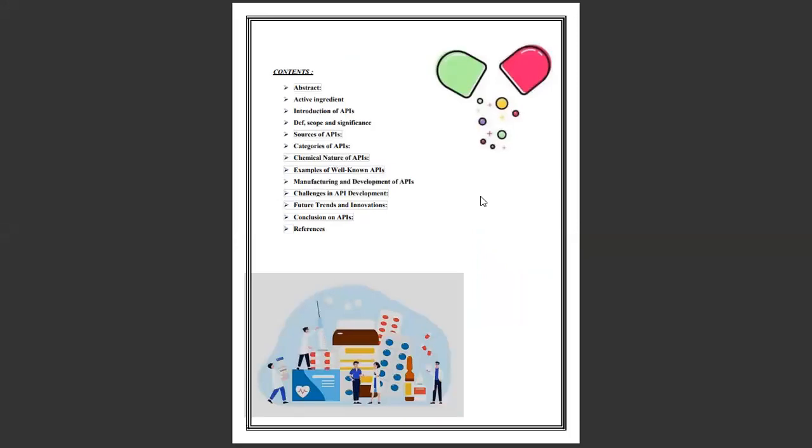At first, let's quickly review the contents. Firstly, I will discuss its abstract. Then I will tell you what is active ingredient. Then I will give you the introduction of active pharmaceutical ingredients, its definition, scope, significance, the sources, the categories, the chemical nature, and the well-known examples of active pharmaceutical ingredients. Then I will tell you how active pharmaceutical ingredients are manufactured and developed. Then the challenges faced during the development of active pharmaceutical ingredients, then the future trends and innovation, and lastly, conclusion on active pharmaceutical ingredients.